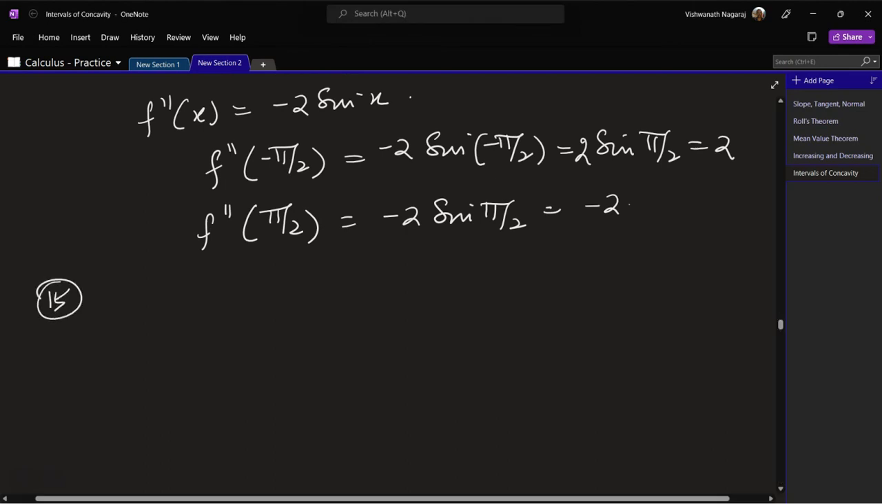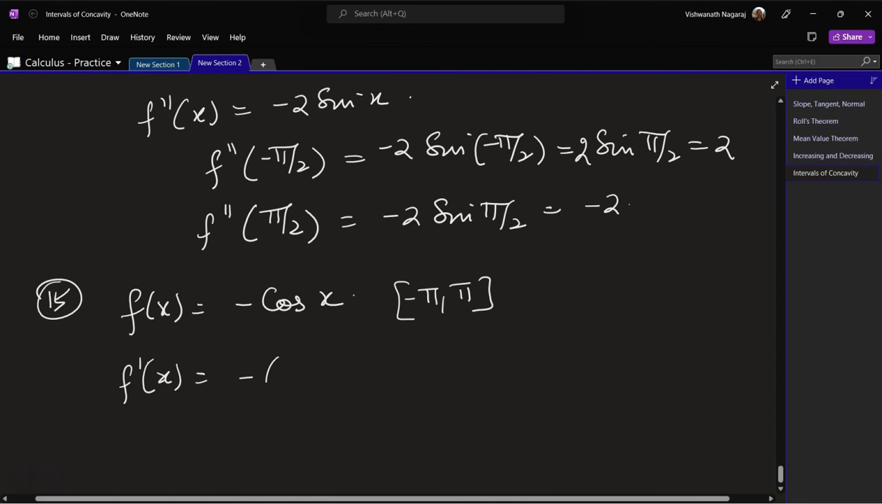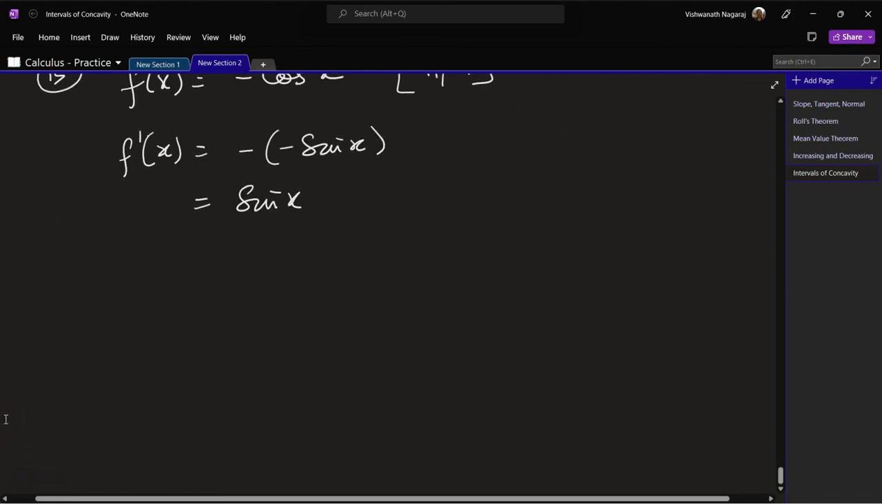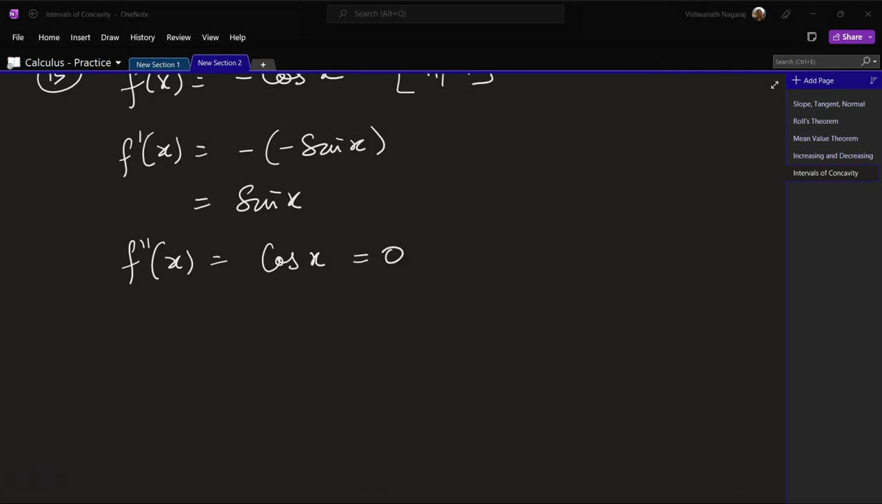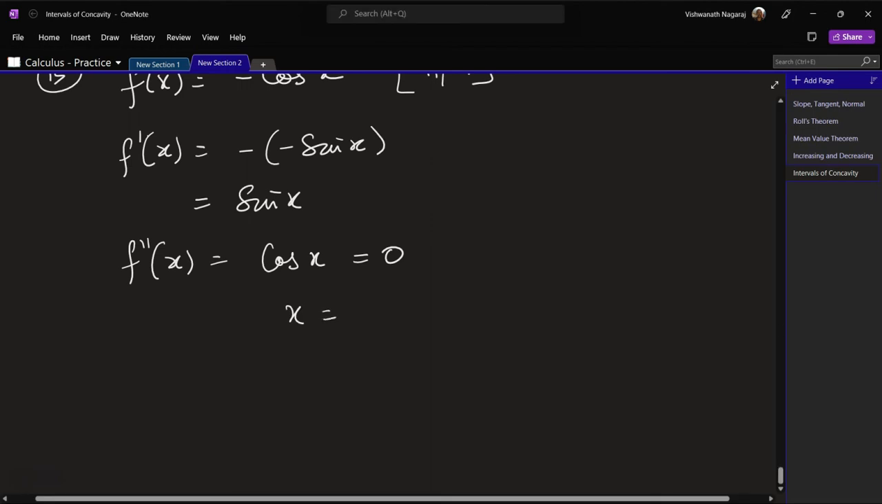The 15th one. f of x is equal to minus cos x in the interval minus pi to pi. f prime of x is going to be minus sin x, which gives us sin x. And if we differentiate it once more, f double prime of x is equal to cos x. Now let's equate it to 0. So when will cos be 0? When x is equal to minus pi by 2 and pi by 2.